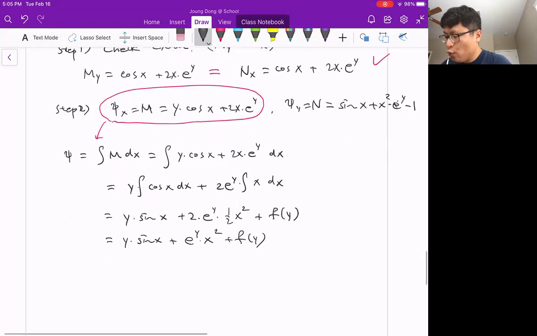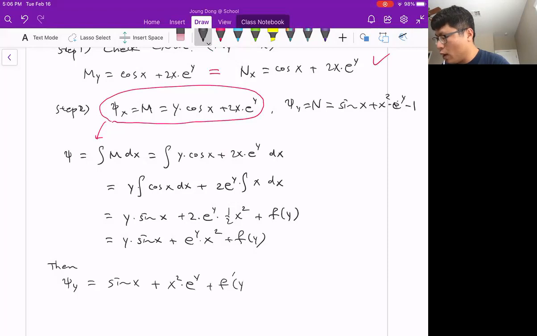The next step is we're going to use the second one, which is N, okay? How can we do it? We need to find psi y. Just take the derivative with respect to y, okay? And that is equal to y times sine x. Again, we're going to consider sine x as a coefficient, right? Then y prime equals 1, which gives sine x, and plus the second one, x squared is the coefficient, and the derivative of e to the y is e to the y, okay? And the derivative of f of y is f prime of y. Definitely, that is the derivative with respect to y, right? And we're going to set that equal to N, which is sine x plus x squared e to the y minus 1. Look at that.